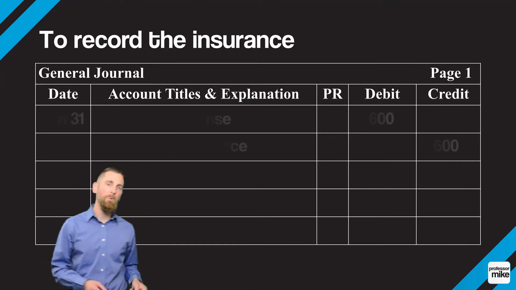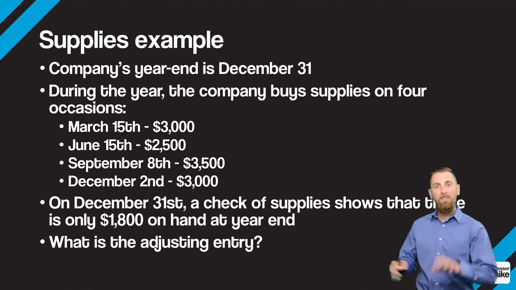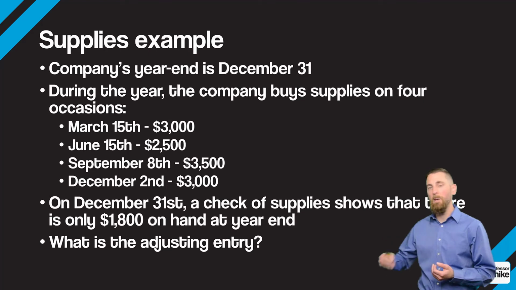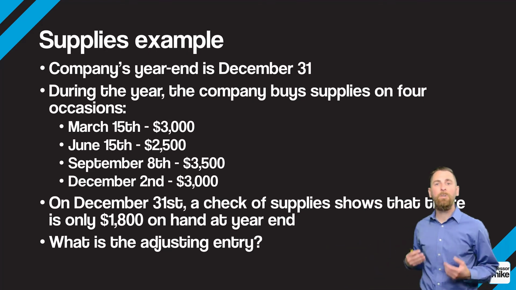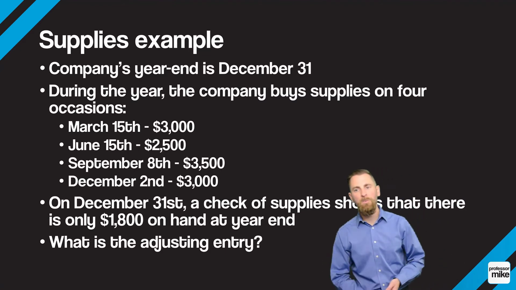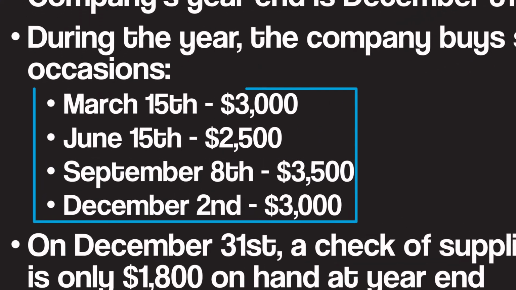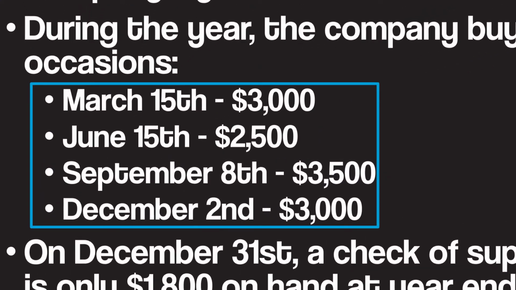Now, supplies and prepaids are very similar. Let's take a look at a supplies example because this is going to work a little different. This isn't expiring over the passage of time. This is actually looking at usage. So the company's year end is December 31st. During the year, the company buys supplies on 4 occasions. So they buy supplies all through these 4 occasions. March, June, September, and December.